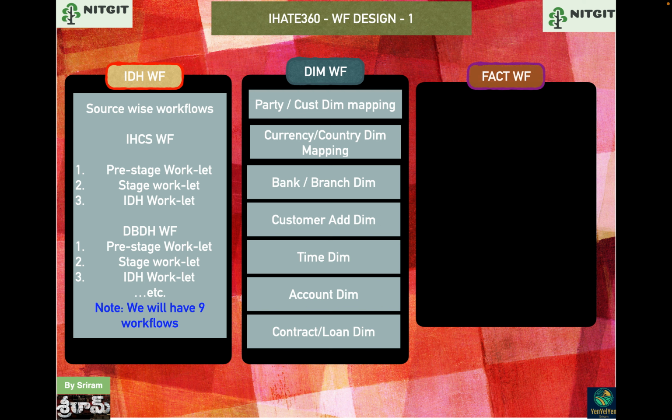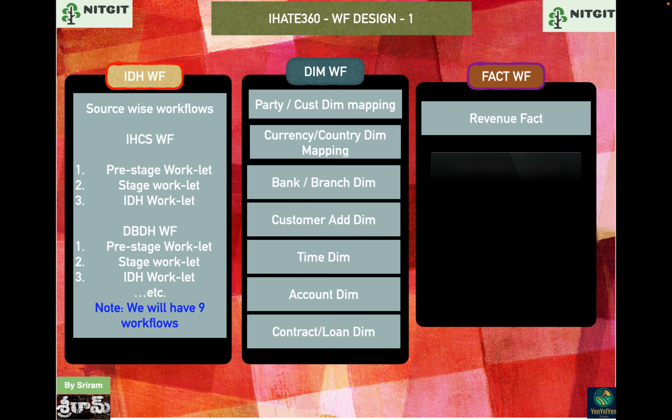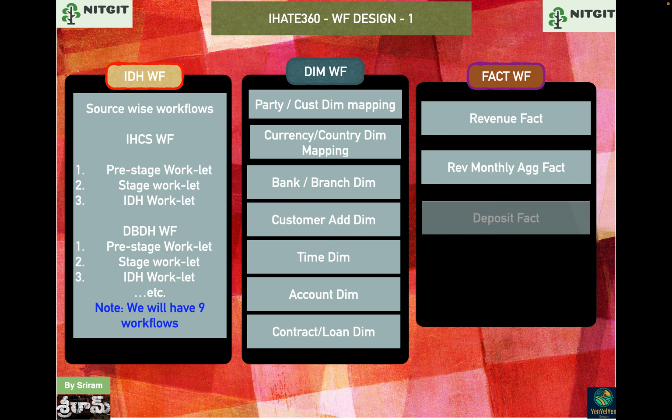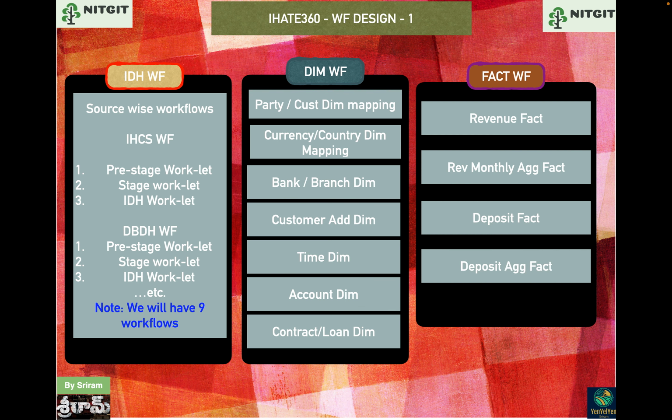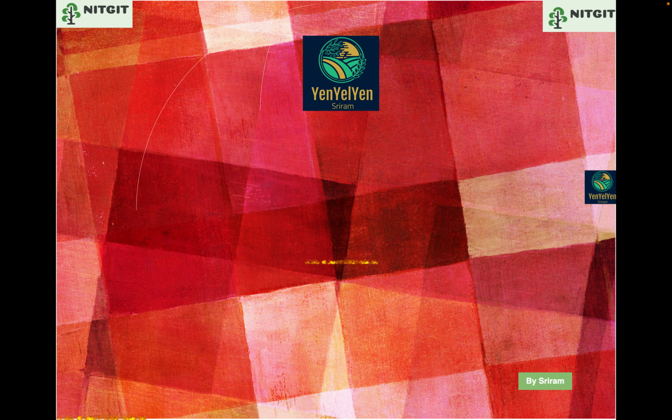Now fact workflows. Revenue fact, balance fact, revenue monthly aggregate fact, deposit fact, deposit aggregate fact, and balance aggregate fact will also be there.